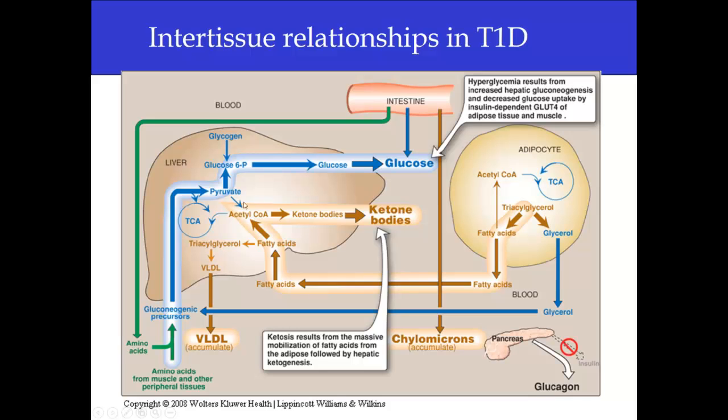Also, too much acetyl-CoA, too many fatty acids, will lead to the formation of triglyceride, which will be packaged in VLDL. We have accumulation of VLDL because we don't have enough lipoprotein lipase. Also, we have accumulation of chylomicrons because we don't have enough lipoprotein lipase. So all of this is just because the pancreas is not making insulin.